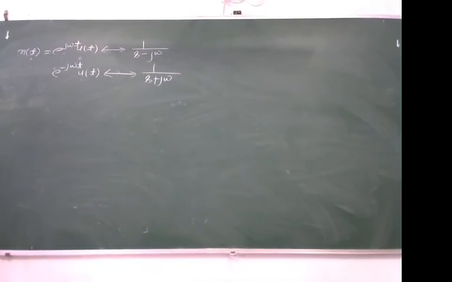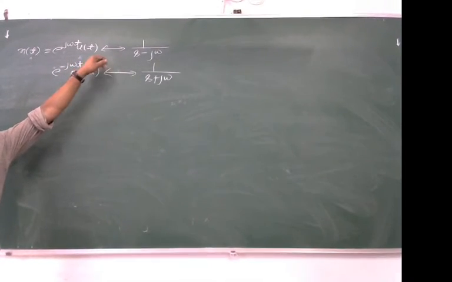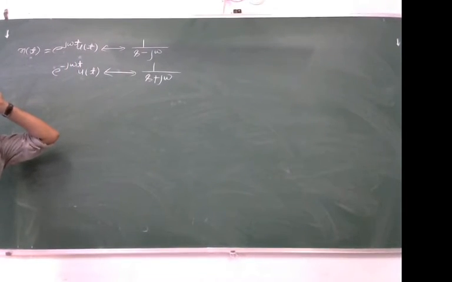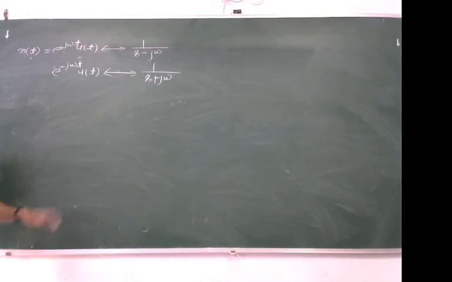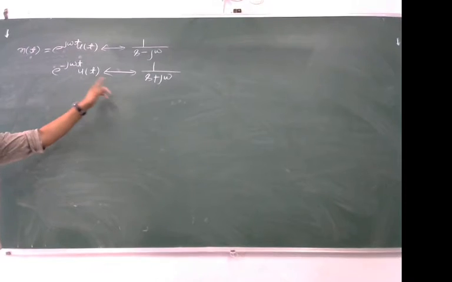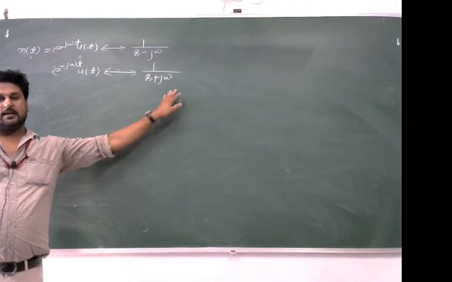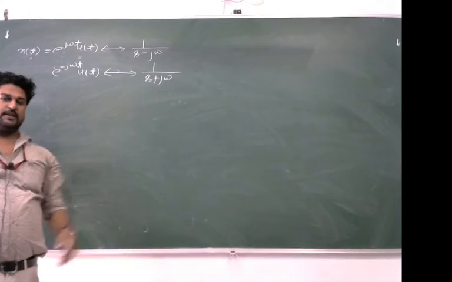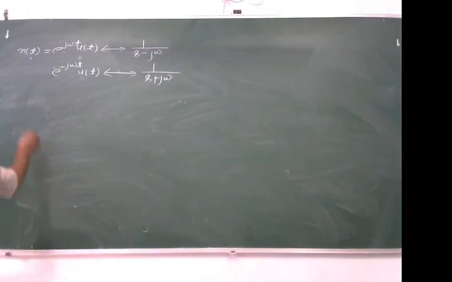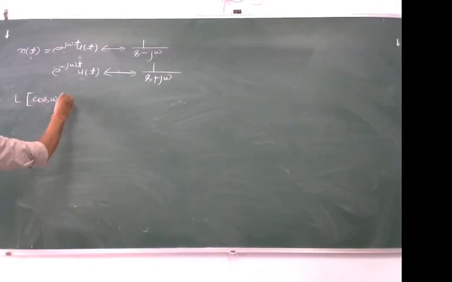As we have seen, the Laplace transform of the signal e^(j omega t) u(t) is equal to 1 upon s minus j omega. Similarly, the Laplace transform of the signal e^(-j omega t) u(t) will be equal to 1 upon s plus j omega. And by using these two relations, we can find the Laplace transform of cos(omega t) u(t).